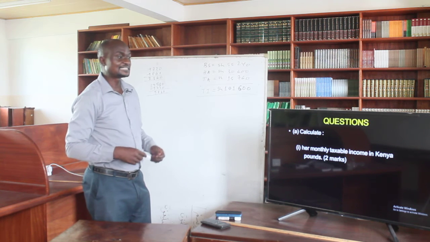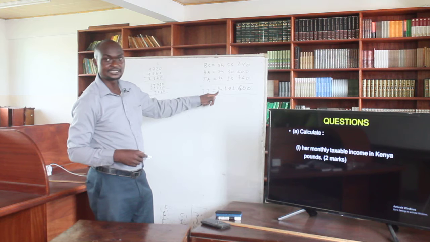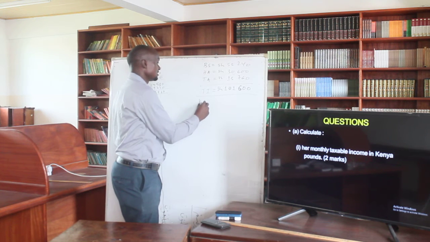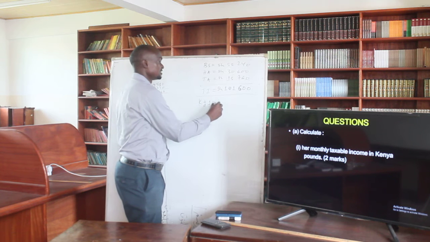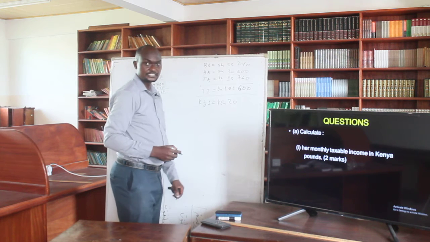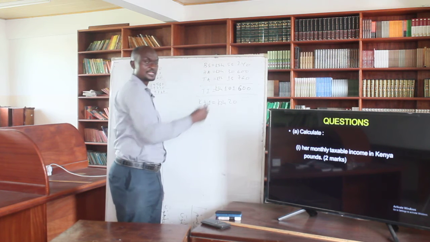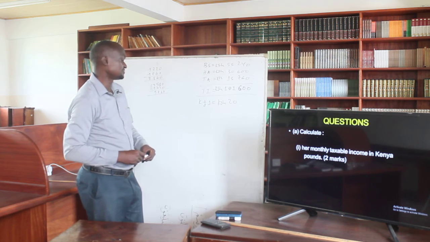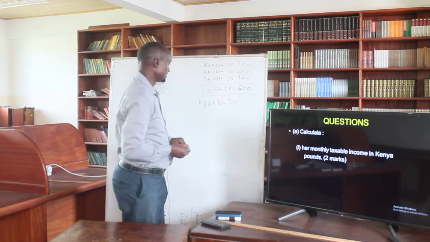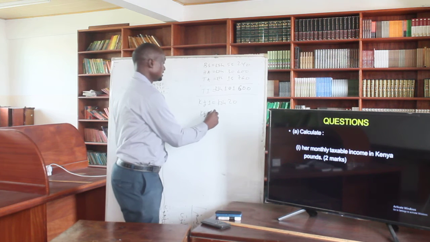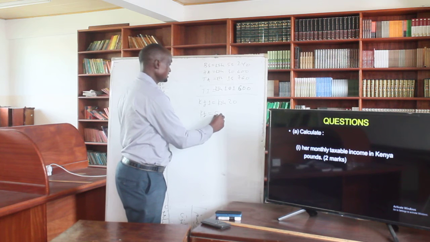But we've been told to get that taxable income not in Kenya shillings but in Kenya pounds. Now, 1 Kenyan pound is equivalent to 20 Kenya shillings. So to do the conversion here from Kenya shillings to Kenyan pounds, we just simply need to divide this value by 20. And that will give us how much? Divide this by 20, it should be 5,080.